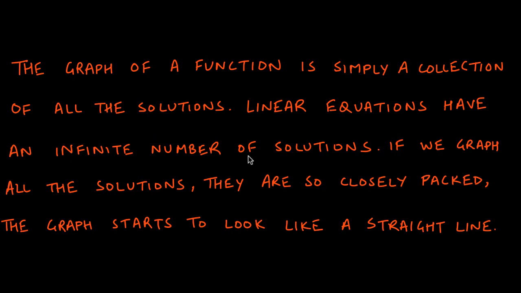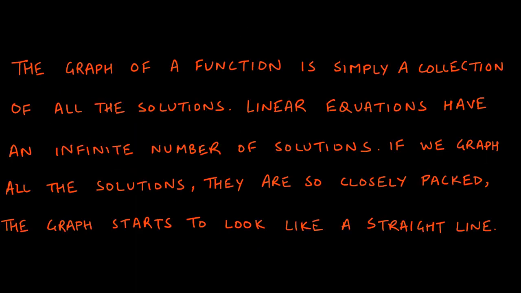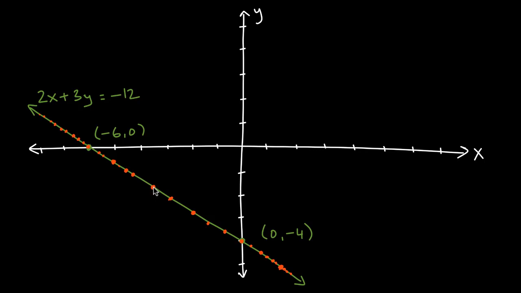So this is very, very important and fundamental to us moving forward. The graph of a function, this thing that we drew, is simply a collection of all the solutions to that function. So if you were to take this dot, it would be a solution to this function or this equation. If you were to take this dot, it would be a solution. If you were to take any of these dots all the way up here, up and down this line, they would all be solutions to this equation.